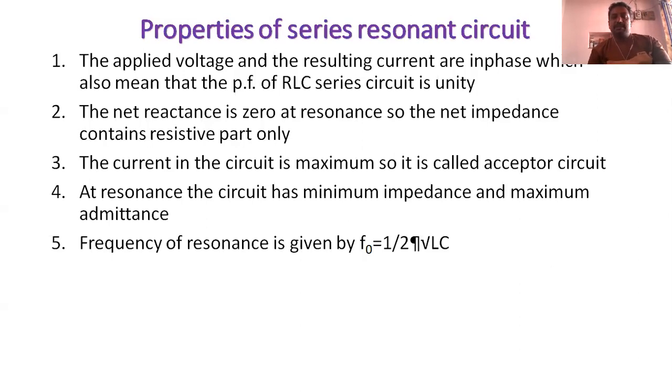And the fourth property is that at resonance, the circuit has minimum impedance and maximum admittance. Why? Because admittance is equal to the reciprocal of impedance. And finally, the last property is that the frequency of resonance is given by f naught equal to 1 by 2 pi into square root of LC. So these are the properties of series resonance circuit.